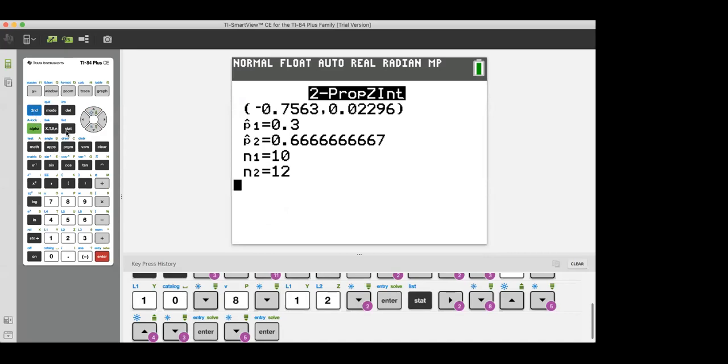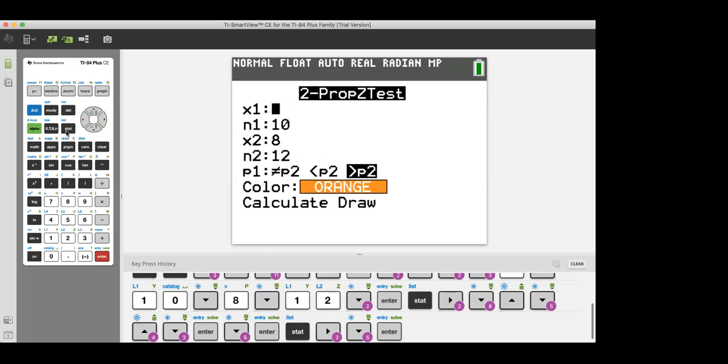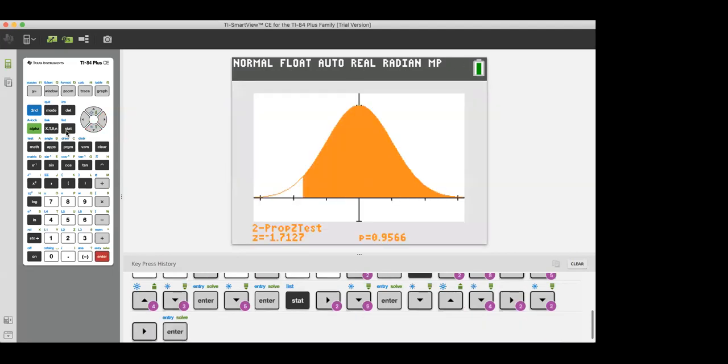So if we want to look at a 2 prop Z test, just go down to 2 prop Z test. Okay, so let's say we got the same thing, right? Same sample, 3 out of 10, 8 out of 12, and we're doing one-tailed. So let's take a look at that. All right, I think we're gonna fail to reject this guy. Wow, what a big p-value.